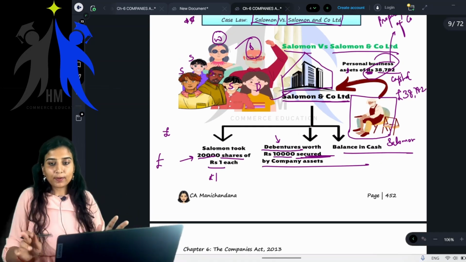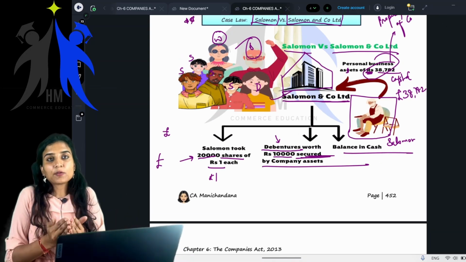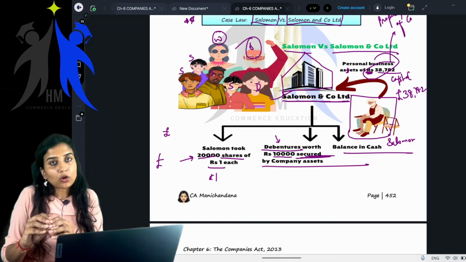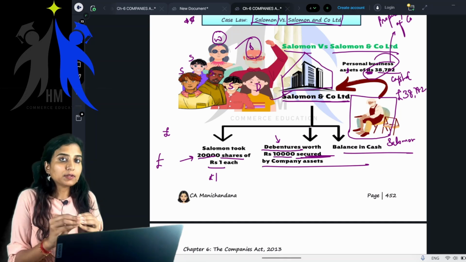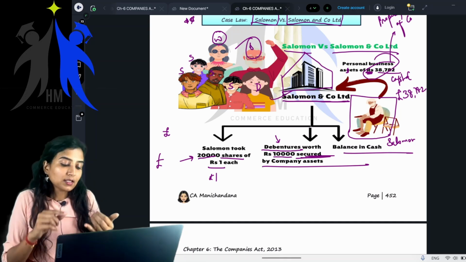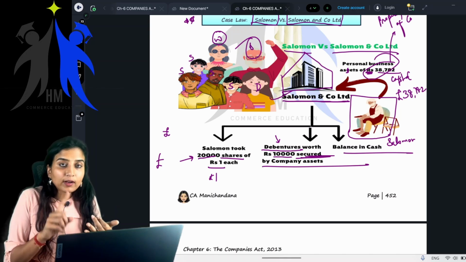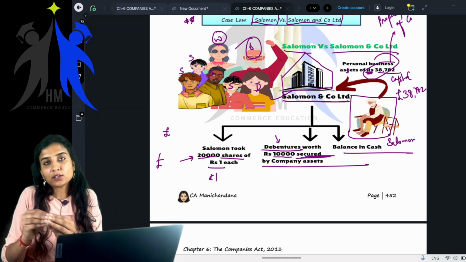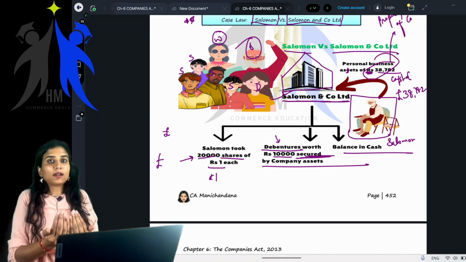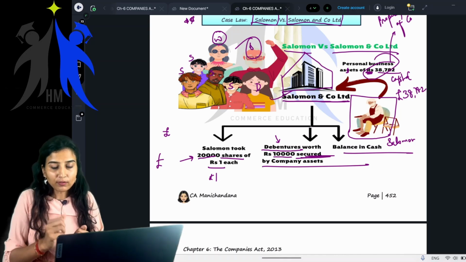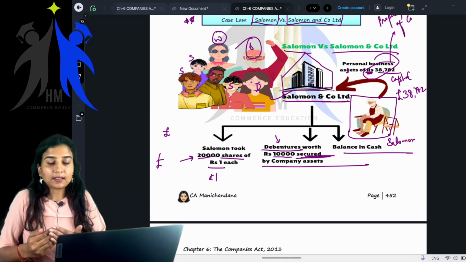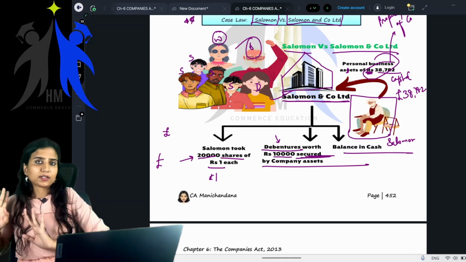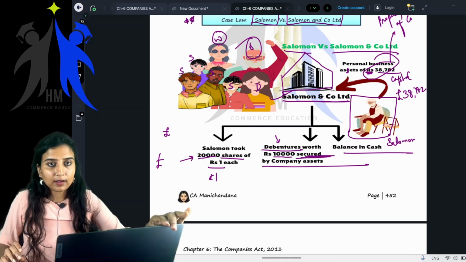Okay. Till here, what happened? What is the name of the case? Salomon versus Salomon Company Limited. There is this one person called Salomon, and he formed a company called Salomon Company Limited. Who are the shareholders? He, his wife, his 4 sons and 1 daughter. He brought assets into the company worth pounds 38,782, and in return he took 20,000 shares of pound 1 each, also debentures of pound 10,000, which were secured, and the balance he took in cash. Clear till here? Yes, ma'am.